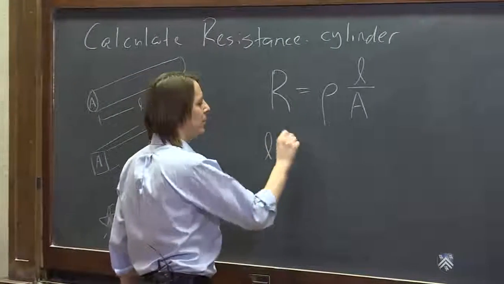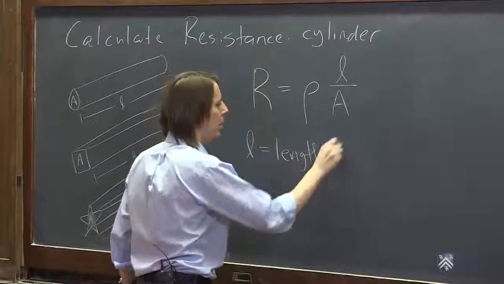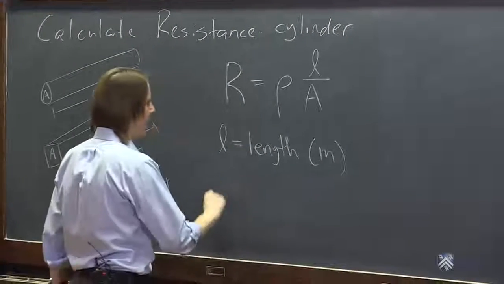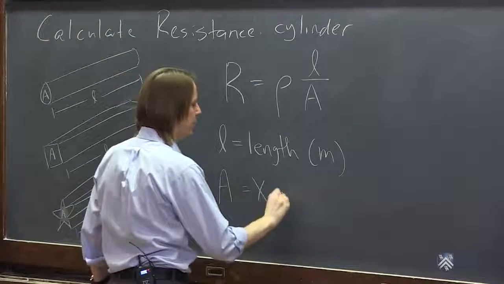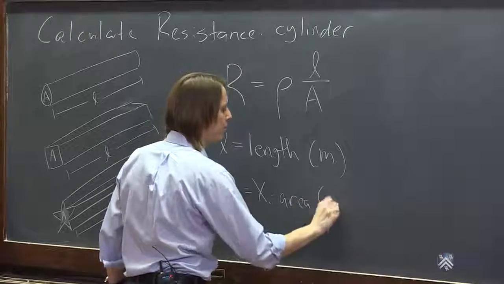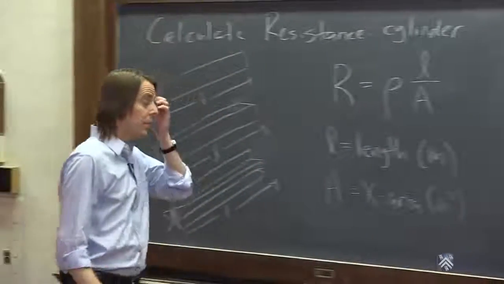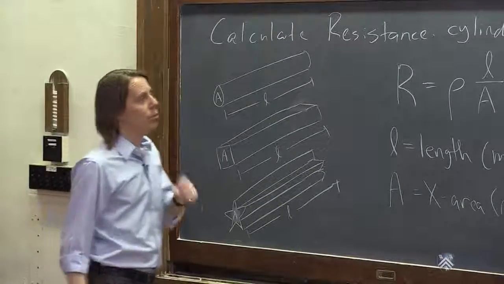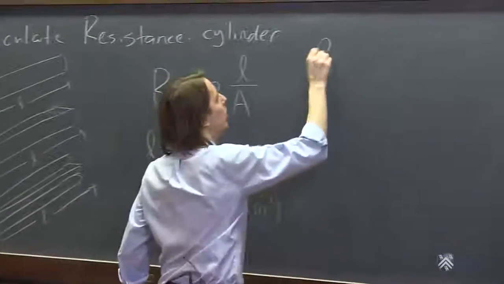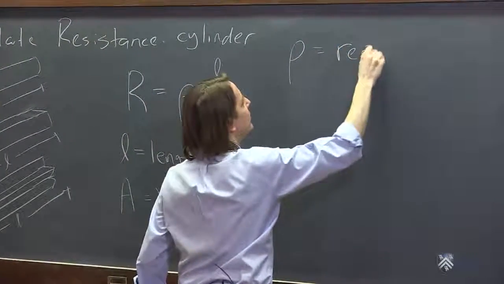L, let's do the easy ones first. L was the length. You probably want to put that in meters. A was the cross-sectional area. You probably want to put that in meters squared. And let's see, rho. That's an important one. Rho is the resistivity.